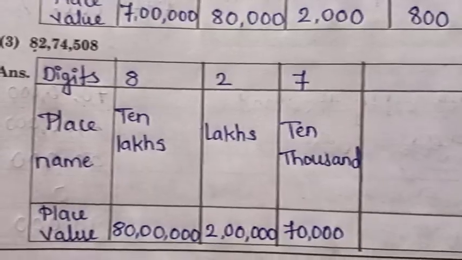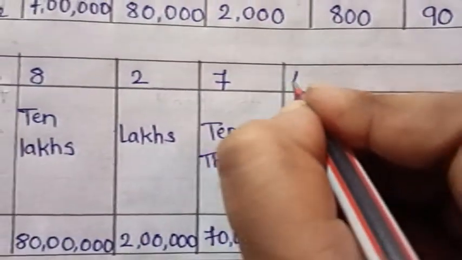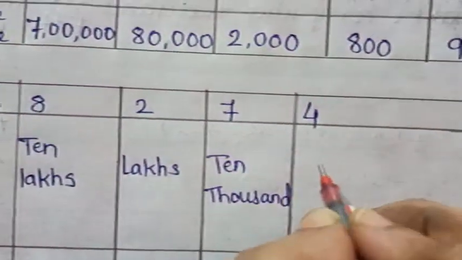Okay. Now students, here the next number is 4. So we'll write here 4. It is at which place?